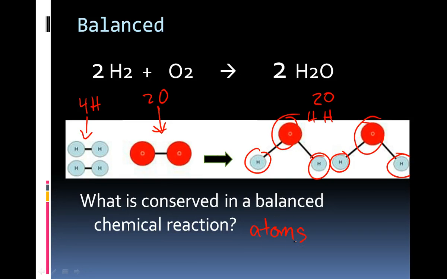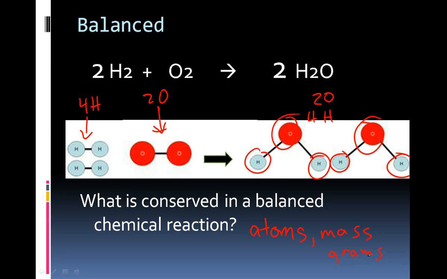Okay, so atoms are conserved. They're always conserved. We always have an equal number of atoms on both sides. The other thing that is conserved is mass. We're going to add those up, and if we did, we can see that we have the exact same amount of grams on each side. So mass and grams are also conserved.